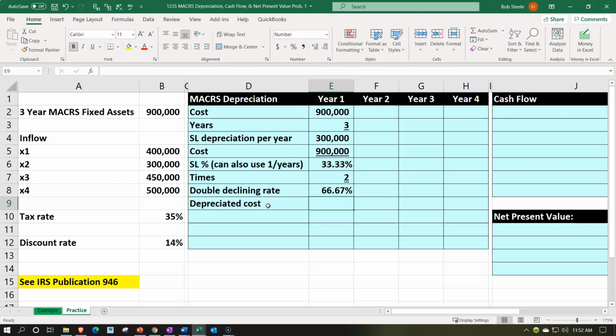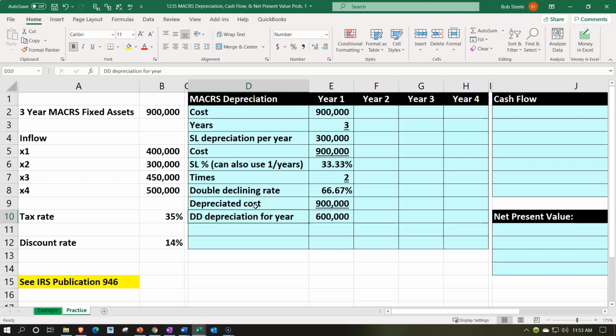And then if we take that times the depreciated cost, which would be like the book value, which right now, because we haven't done any depreciation yet, is still the cost. So I'm going to be picking up the 900,000, and underline that. That would give us the double declining depreciation for a year. Double declining depreciation for a year then would be the 66.67% times that 900,000, or 600,000.